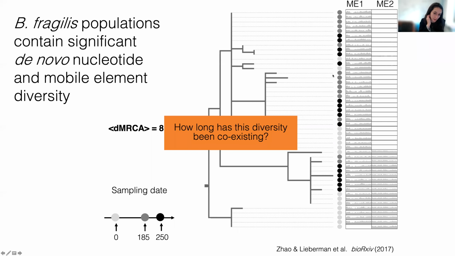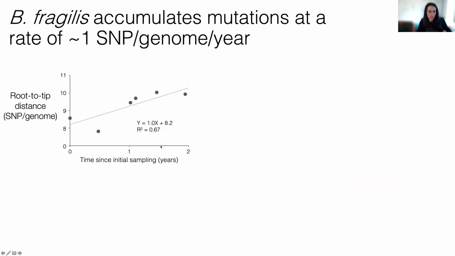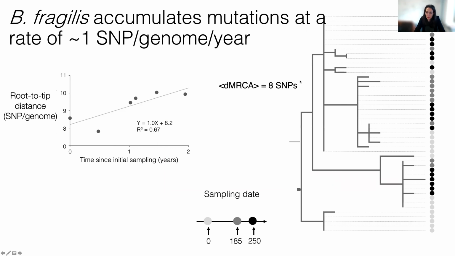And so the first thing we can ask is, how long has this diversity been coexisting? And to do this, we can use the same principle of a molecular clock, and we get a clock rate of about 1 mutation per genome per year, kind of similar to the 2 mutations. And so when we look at this tree here, we can say that this most recent common ancestor was probably about 8 years ago. But these patients aren't 8 years old, and they probably weren't first colonized by Bacteroides fragilis 8 years ago. These people are in their 20s and 30s generally.